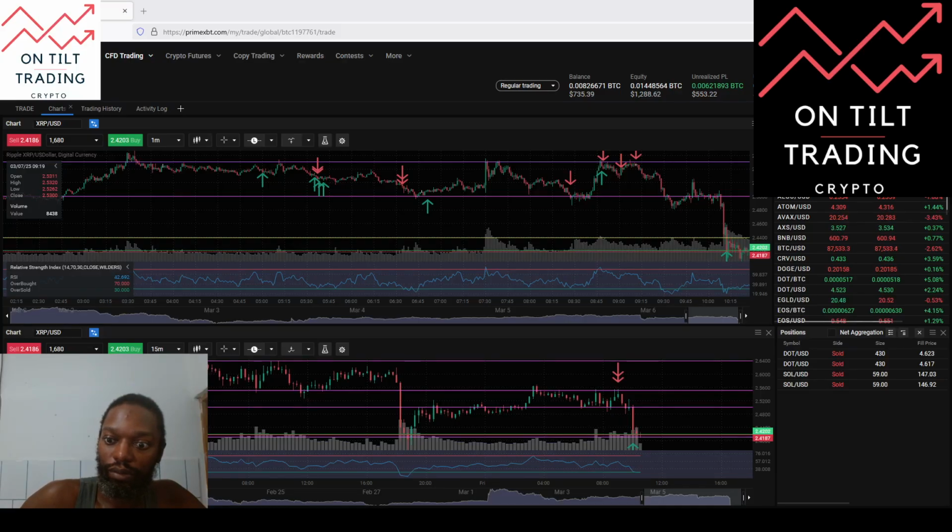Okay, so we have Ripple. I take my first entry here. I take a second entry here and immediately get stopped out as price moves below my stop-out level for these two. Right when this happens, we can see on the relative strength index that Ripple is oversold. So I saw this as an opportunity to potentially enter a position. I entered two positions right here, and then I'm stopped out.